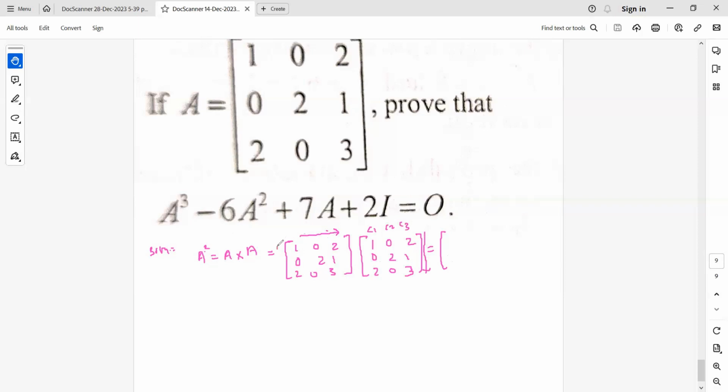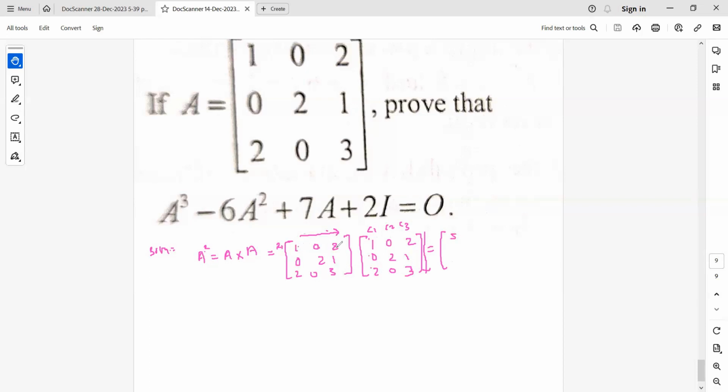So first we have to start with R1, all elements of R1 with C1. See, 1 into 1 is 1, 0 into 0 is 0, 2 into 2 is 4. I will do it directly. So 4 plus 1 will be equal to 5. The first element will be equal to 5.